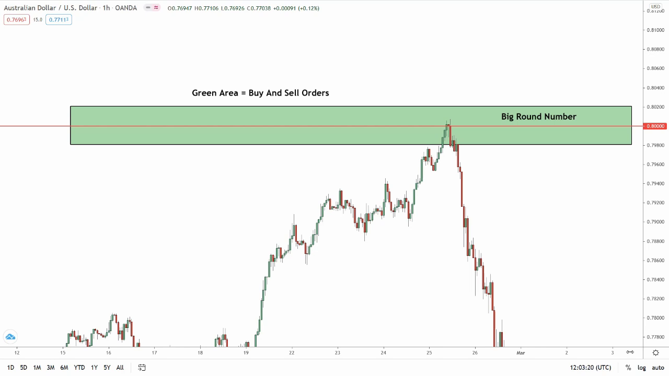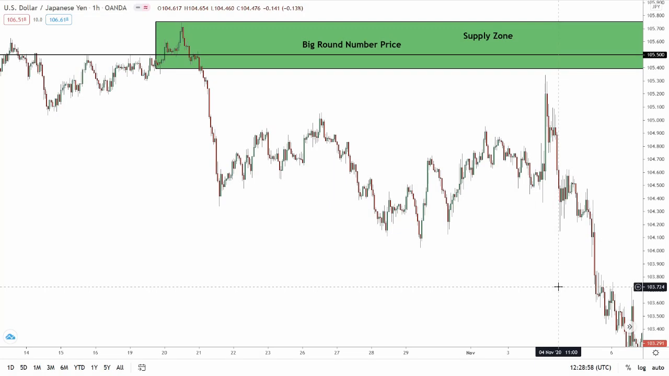So how do we use big round numbers as confluence with supply and demand zones? Well, we just look for zones that form at or very close to big round number prices. If a zone forms within 150 points of a big round number price either side, they have confluence. Let's go through a quick example.